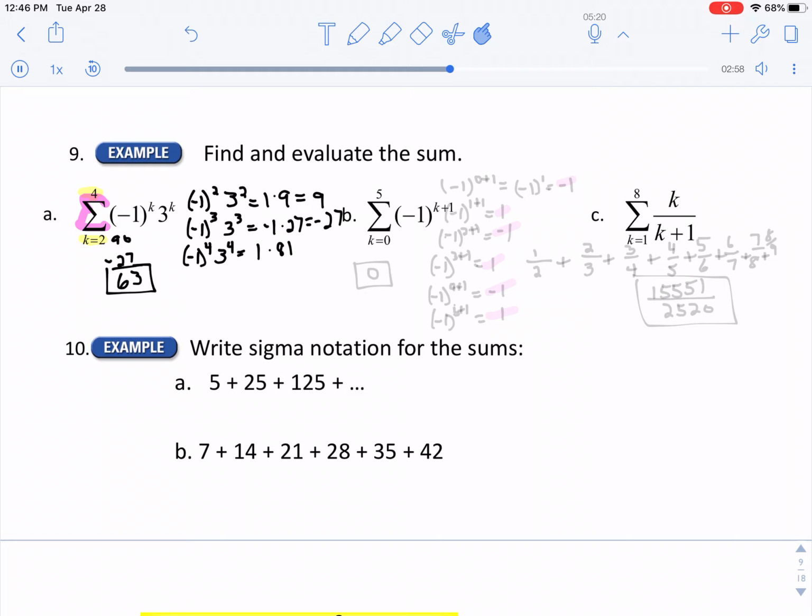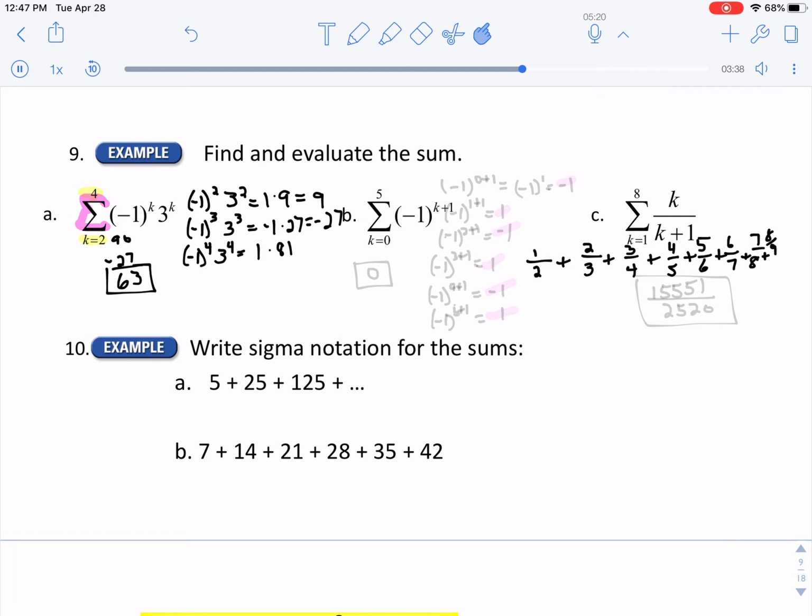All right, let's go into C. So for C, we're going to start with k being 1. That'll give us 1 over 1 plus 1, which is 2. And then we're going to add that to k, which is now 2, over 2 plus 1, which is 3. And we're going to keep going all the way until 8. So we get 3 over 4, and 4 over 5, and 5 over 6, and 6 over 7, and 7 over 8, and 8 over 9.